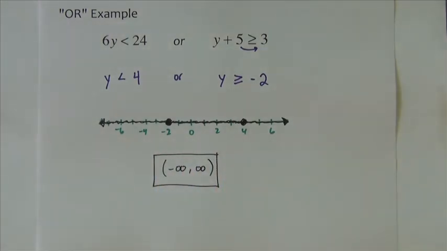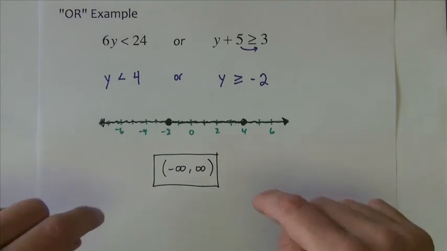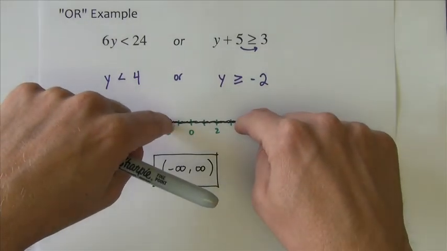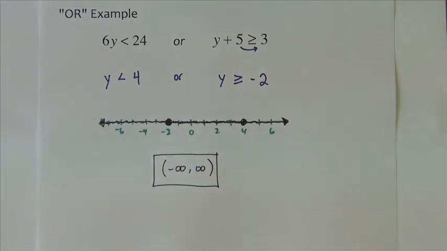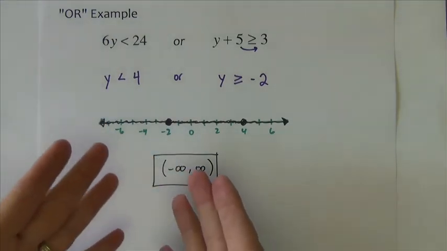Now, I will say that's pretty unusual to have that happen. Most of your or statement problems, you're going to see 2 points on a number line like this, and they're going to shade away from each other, not towards each other, as we just saw. But this can happen, so here you go.